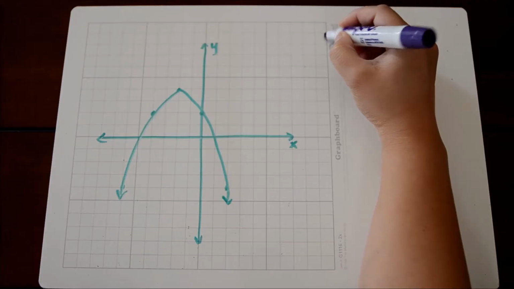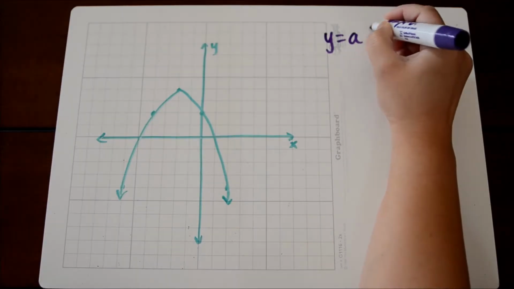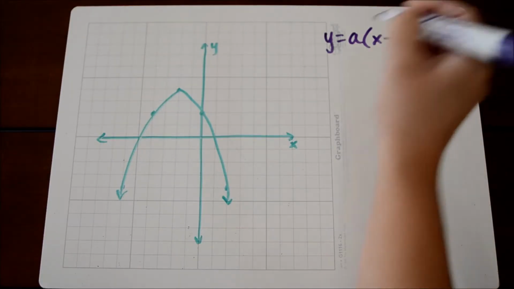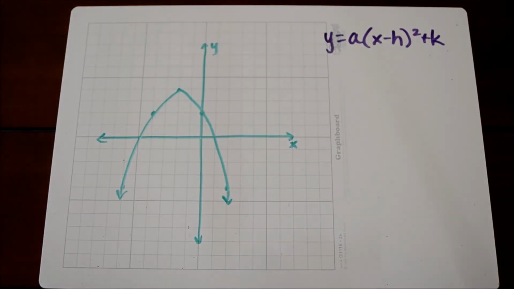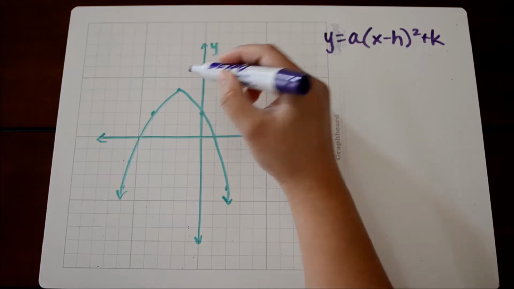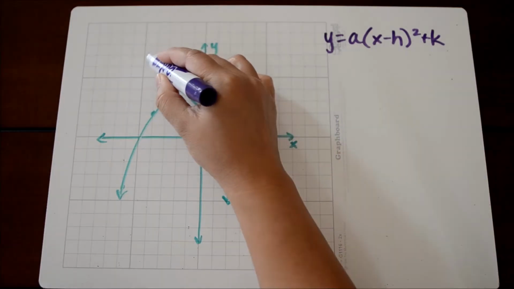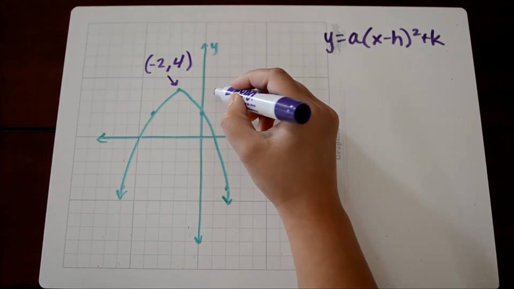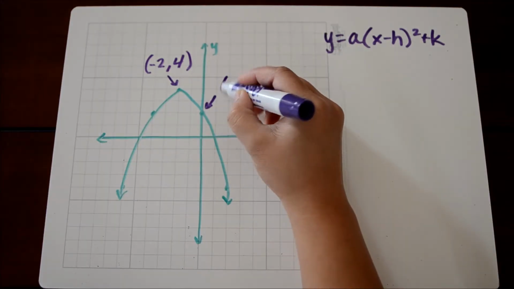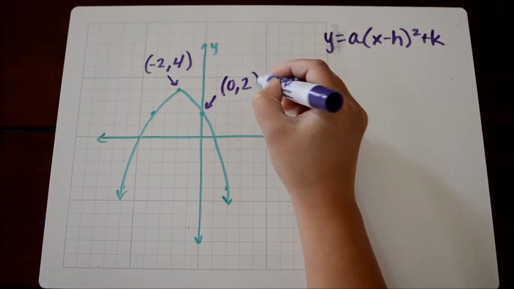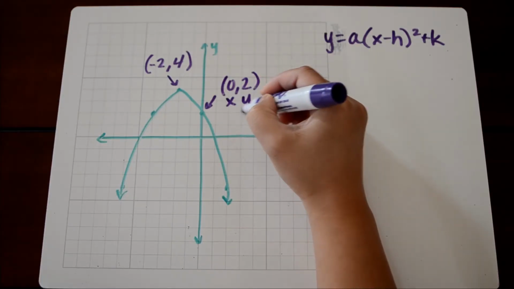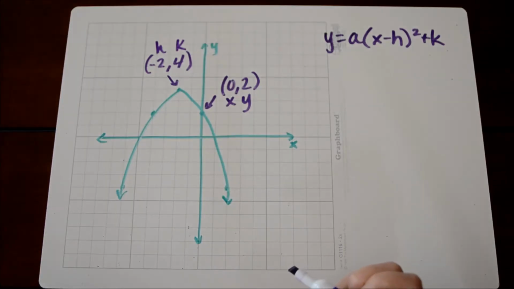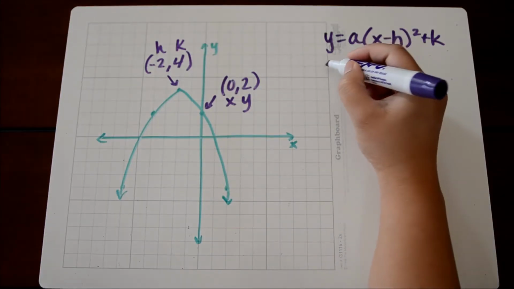So again, I'm going to write vertex form so I could show you where we're going to substitute in all our values. Let's start first by identifying our vertex. The vertex of this graph is -2, 4. And let's choose this point. This will be our x and our y value. And this vertex is our h and our k. So substitute these values into the equation.